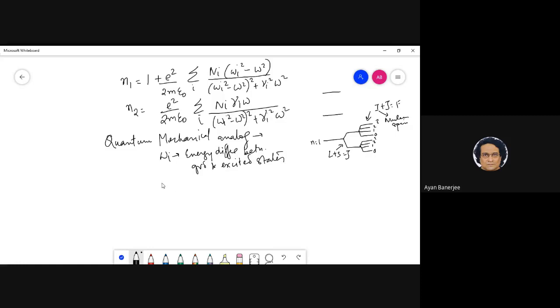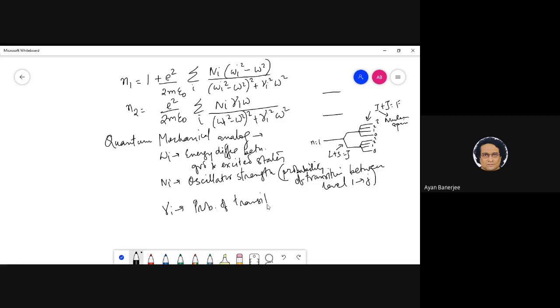Basically, this term that I have is something known as oscillator strength. Has somebody heard of this? Okay, maybe you have not. So oscillator strength essentially means the probability of transition between level i to j, and this gamma i is essentially the probability of transition to all other states.